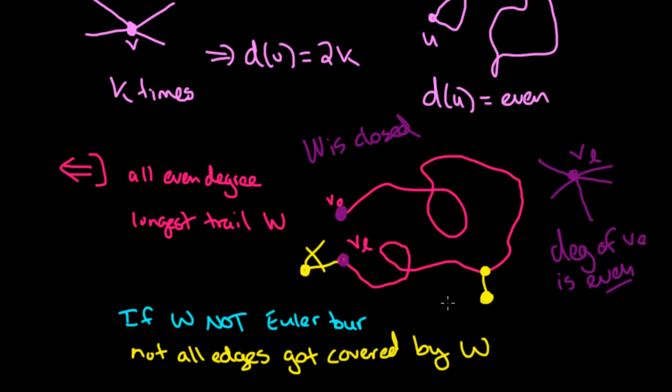And the reason why I know such an edge exists is because, first of all, not all the edges of the graph are covered, and if there was an edge out here which was not covered, then there are these two vertices which don't belong at all to the trail.